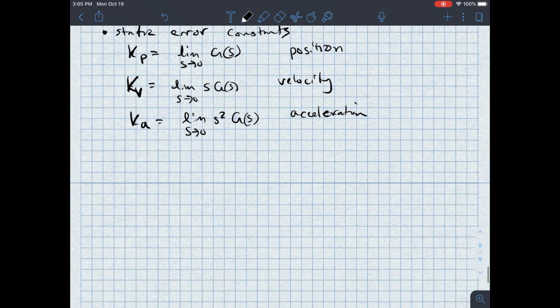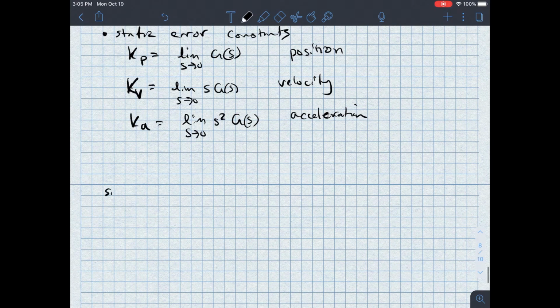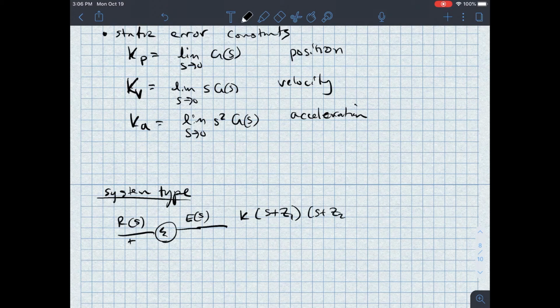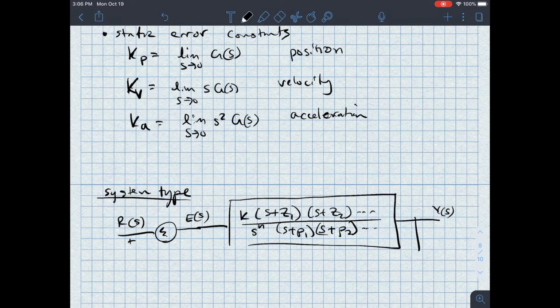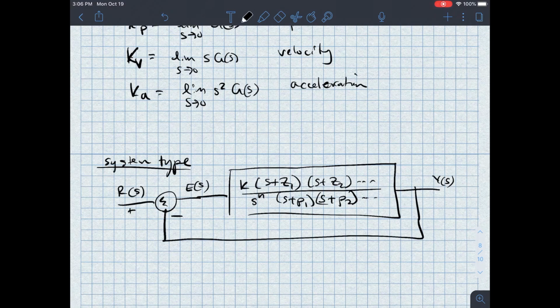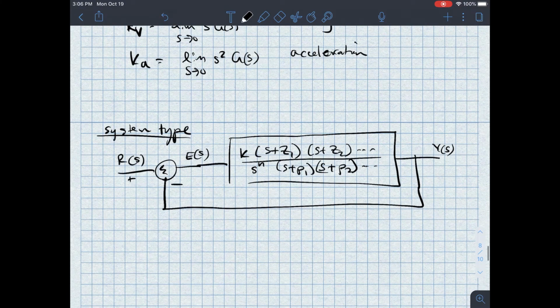Now, before I talk about how a system behaves, I need to define what's called the system type. So the input to the system, R of s, is here. And then I've got my summer, and then I've got E of s, and then I've got a system, which we'll say is K times (s plus z1)(s plus z2), these stand in for zeros, over s to the power N times (s plus p1)(s plus p2), and so on. And then I've got Y of s, and then I'm going to have unity feedback, which means that I just have a wire feeding back from Y to that error.